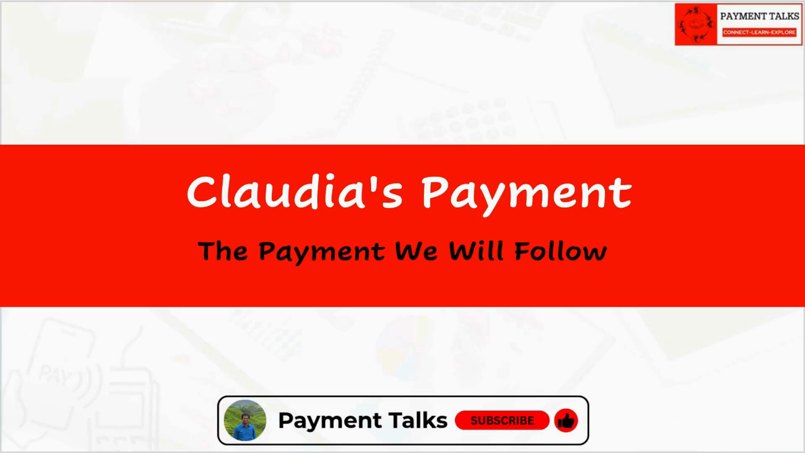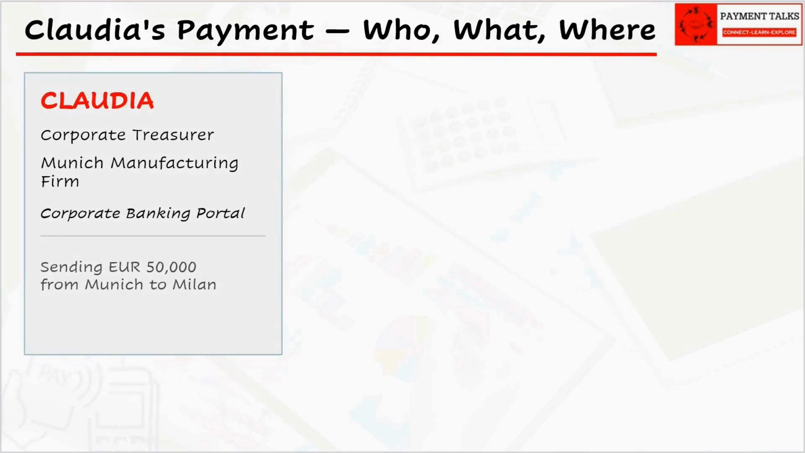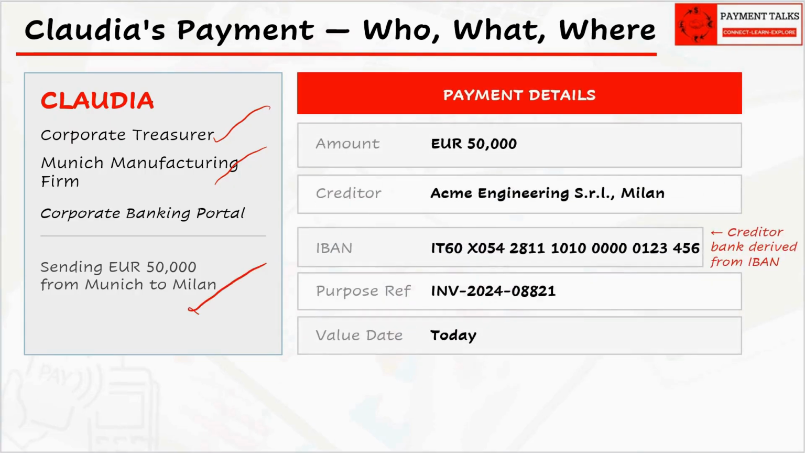Let me give you a concrete example that we will carry through every single concept in this video. Meet Claudia. She is the corporate treasurer at a manufacturing firm in Munich. Today, she needs to pay her Italian supplier for a batch of parts delivered last month. The supplier is Acme Engineering, based in Milan. The invoice has an invoice number. The amount is euro 50,000. She has the supplier's IBAN. The purpose reference is the invoice.